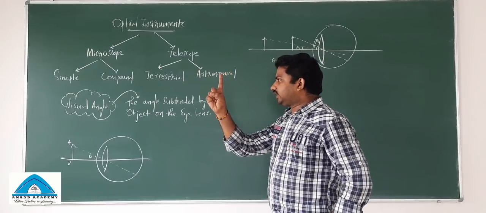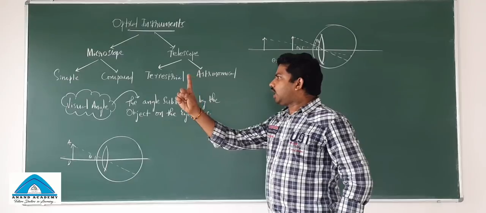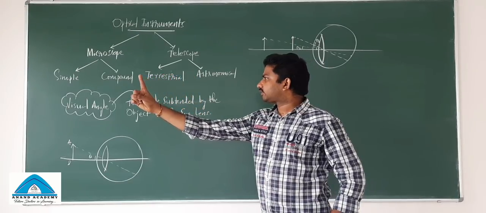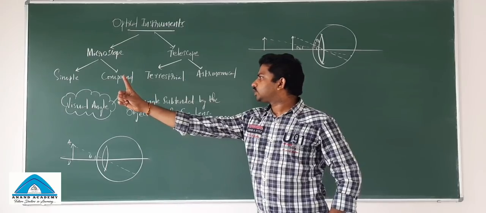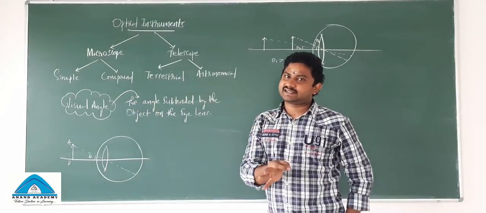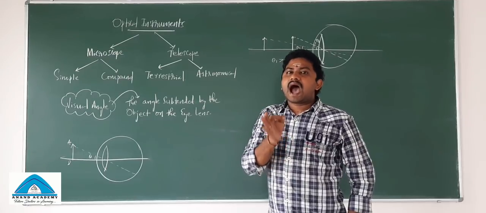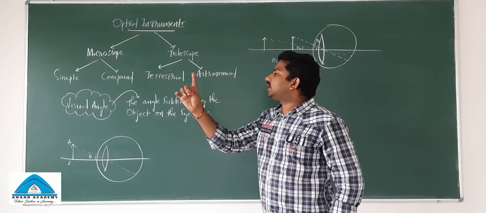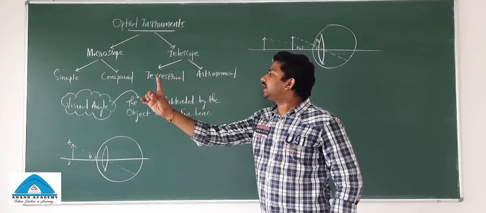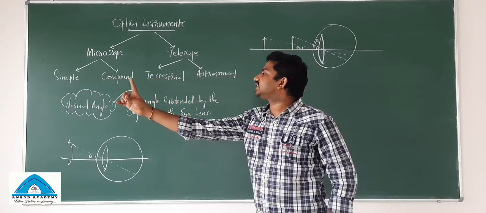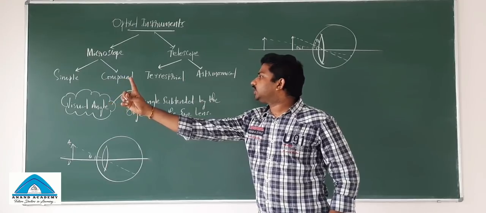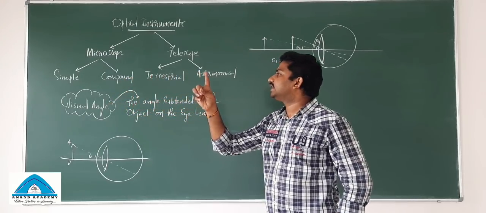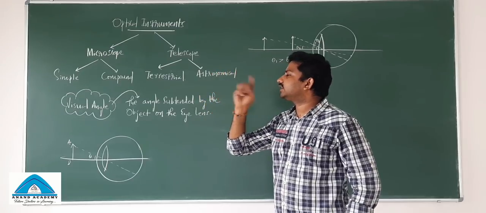So when I am taking this object far off from the human eye, will the visual angle decrease or increase? The visual angle will decrease. Remember, when I am taking an object far off from my eye, the visual angle is decreasing, decreasing, decreasing. When I am taking the object towards my eye, visual angle is increasing, increasing and increasing.